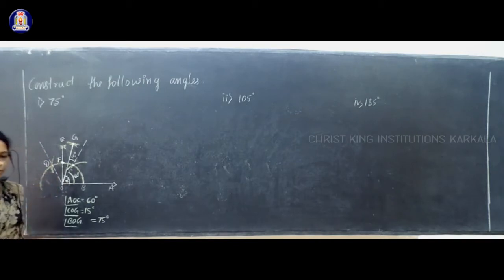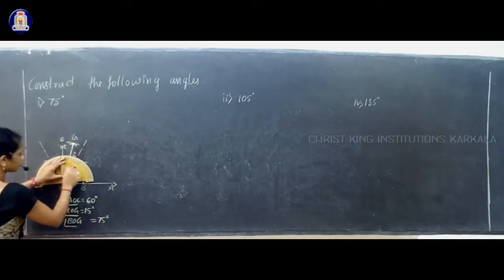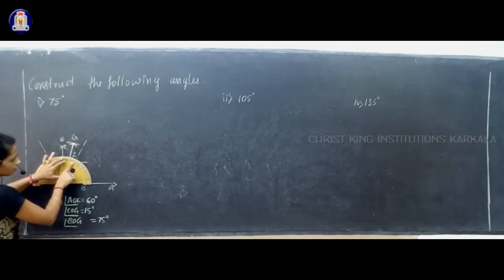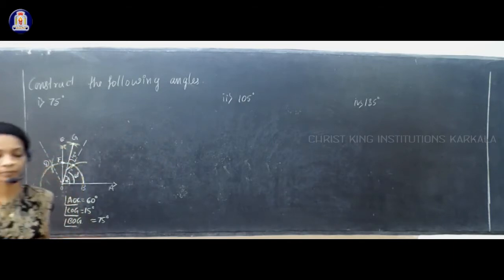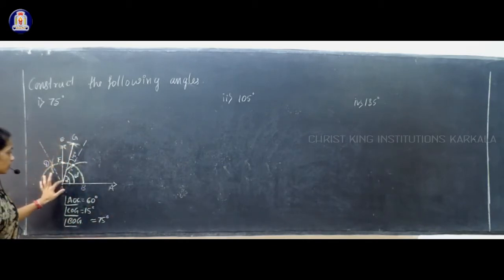75 degree with the initial ray, and you can verify that by measuring that angle with your protractor. Okay, using your protractor you can measure. See here, this is between 70 and 80, 75 degree. If your construction is proper, then this angle GOA gives you 75 degree.